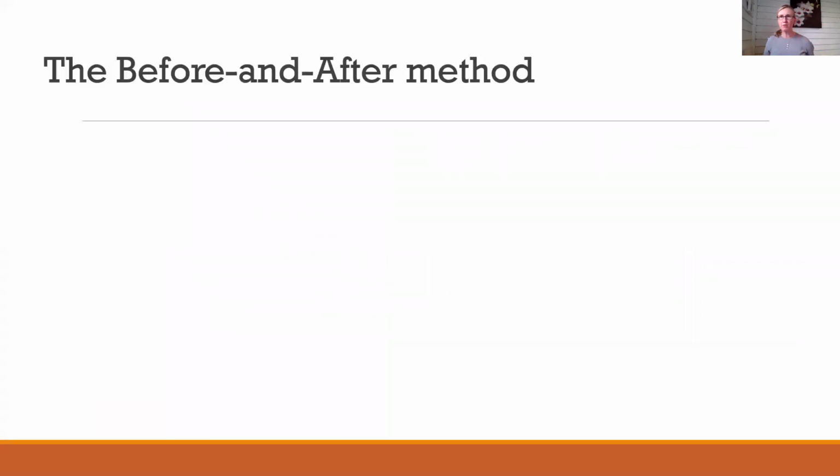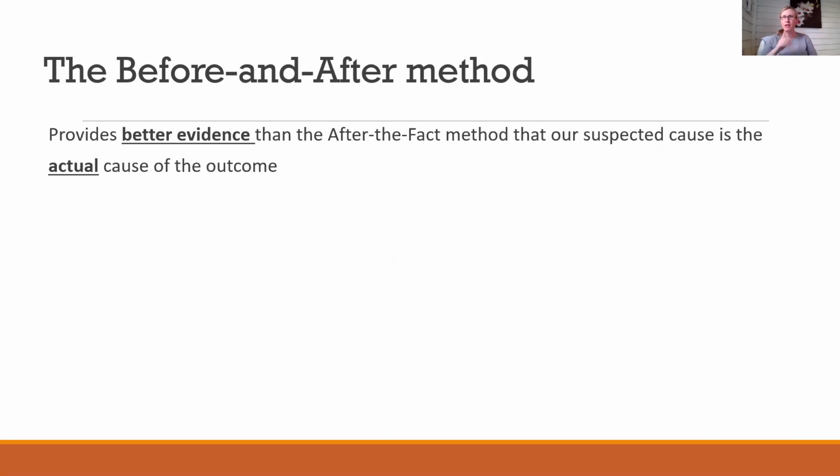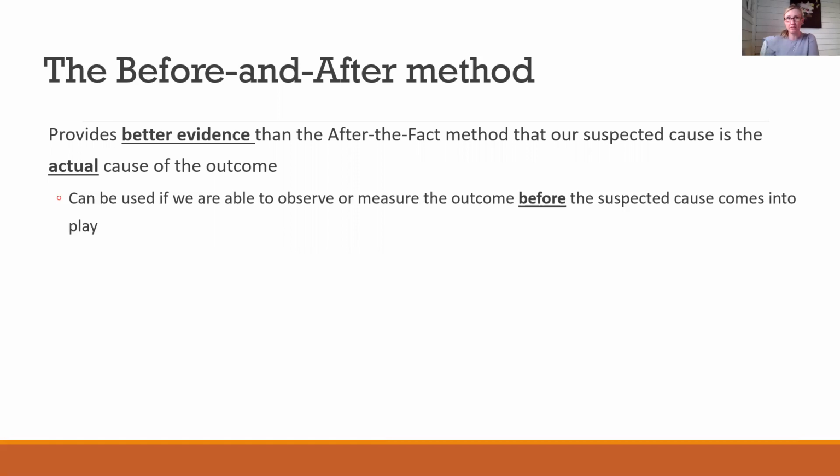Just like the name implies, the before and after method is examining a phenomenon or an outcome before something happens and after that thing happens. In terms of evidence, it provides us better evidence of a causal relationship between our two variables. When we think independent variable, and does that have an effect on our dependent variable, the before and after method can give us a much better idea than just the after the fact method.